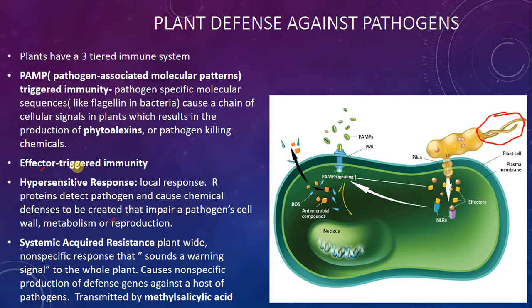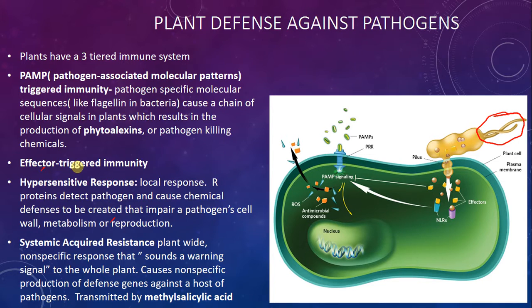Plants also have what's called systemic acquired resistance, and this is not localized and it's not specific to a specific pathogen. It's just a general, wide, non-specific response that's kind of like a warning signal to the whole plant. And it causes the production of non-specific defense genes against a host of different pathogens. And this cellular response is transmitted in many cases by methylsalicylic acid, so a methylsalicylate. And this is a non-specific plant-wide ramping up of defenses for the plant cell.